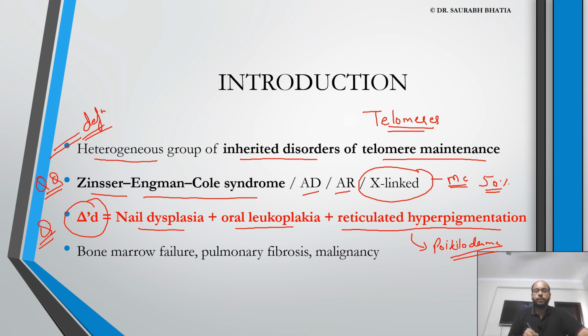Now, additional features include bone marrow failure, pulmonary fibrosis, malignancy, and a lot of different organ systems are affected. These are the extracutaneous manifestations of Dyskeratosis congenita, and these are the major complications and the reason for mortality in Dyskeratosis congenita.